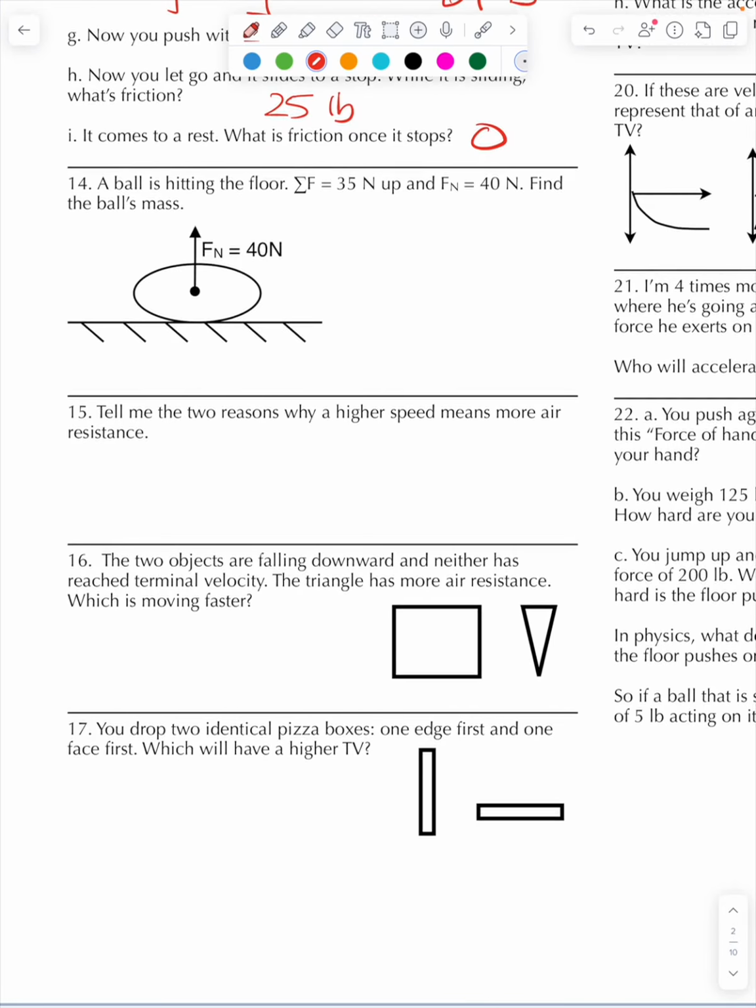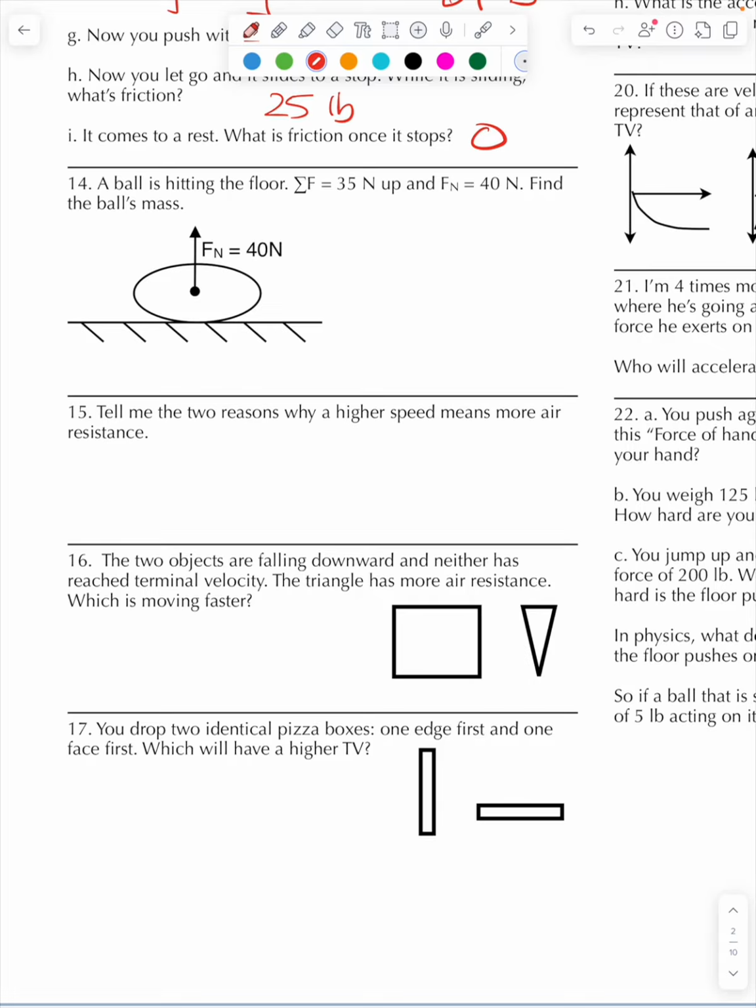Okay, here's some more calculations. I think these are a little bit easier than the ones we did on the previous page. A ball is hitting the floor. The net force is 35 newtons up, and the normal force as drawn there is 40 newtons. Find the ball's mass. Well, this is tricky. Again, these are not easy questions for a beginning physics class. So, good on you if you can get this one.